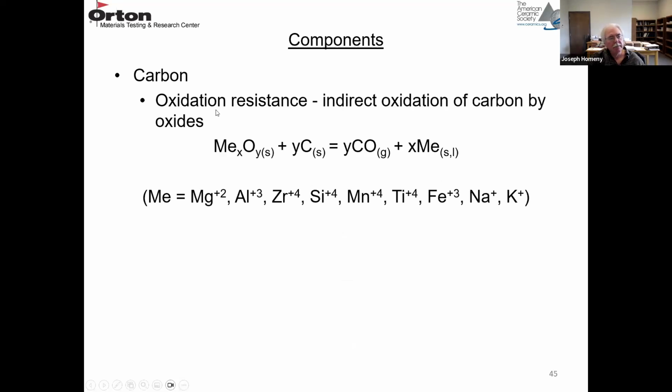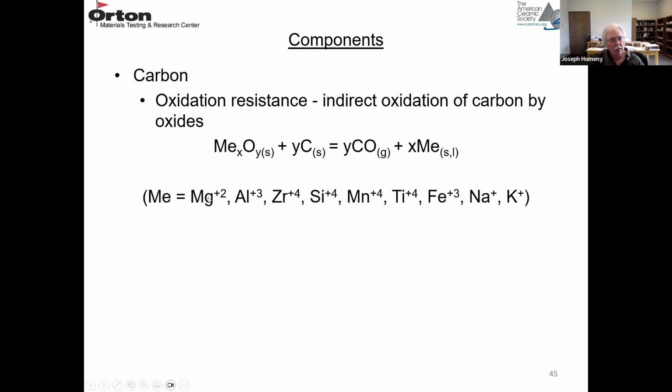And then you can also have indirect oxidation of carbon by various oxides. So Me is a metal ion in the oxide, MExOY. Me could be Mg. Mg is plus 2, oxygen is minus 2, so MgO could be a possibility. Could be Al plus 3 for Al2O3.